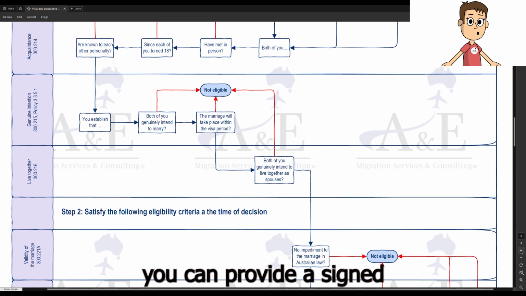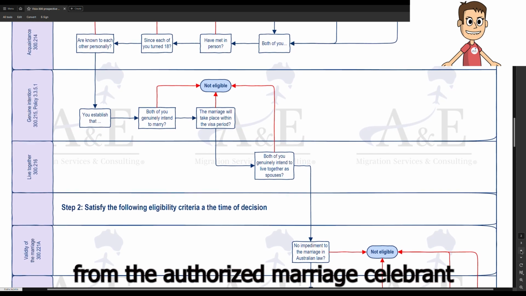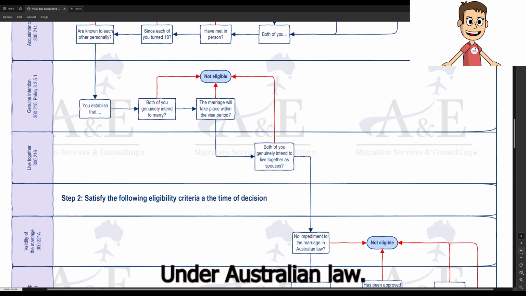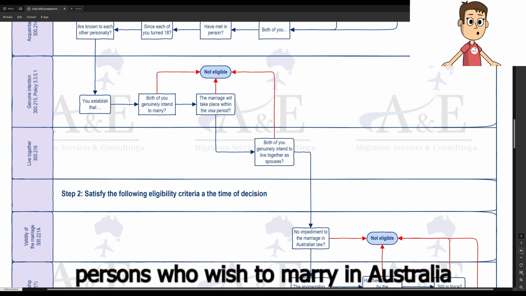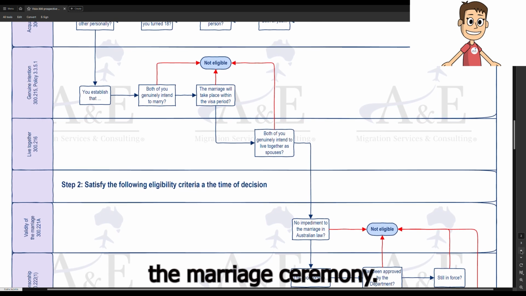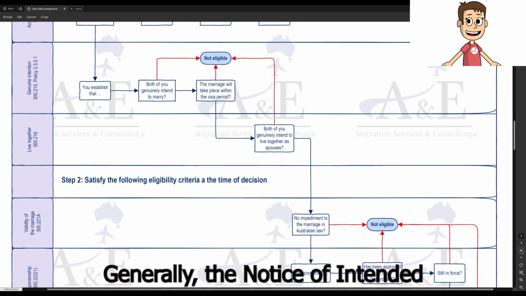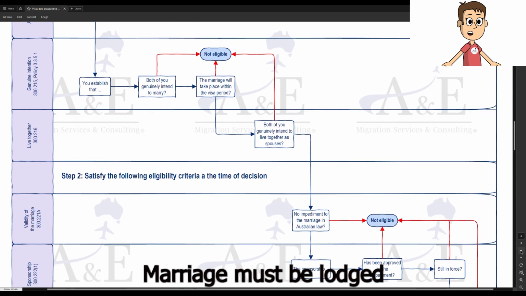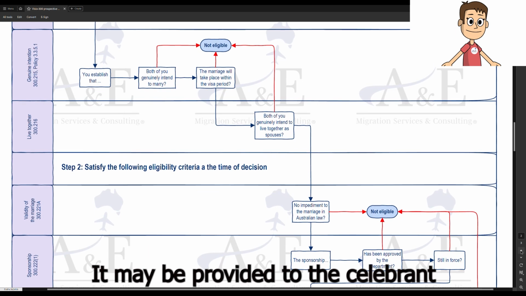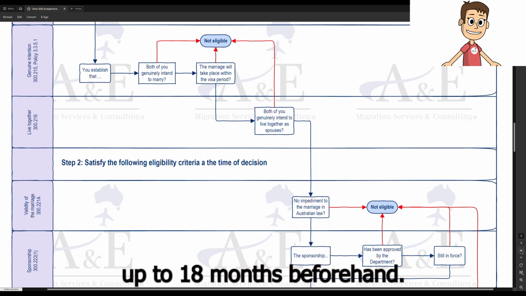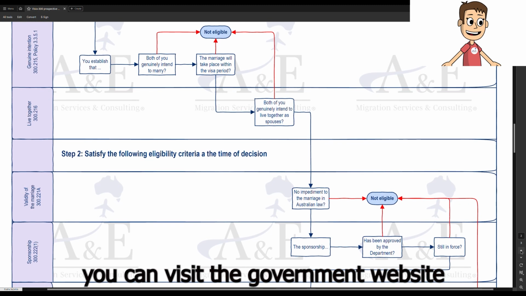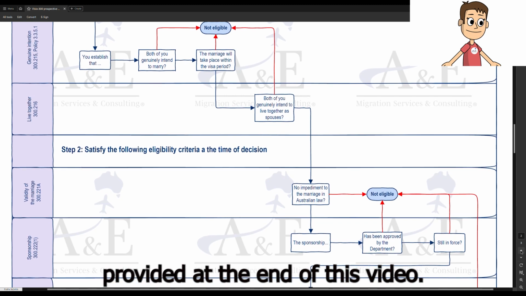For example, you can provide a signed and dated letter on letterhead from the authorized marriage celebrant who will conduct the ceremony. Under Australian law, persons who wish to marry in Australia must lodge a completed notice of intended marriage form with the celebrant who will be conducting the marriage ceremony. Generally, the notice of intended marriage must be lodged no less than 1 month before the proposed date of the ceremony. It may be provided to the celebrant up to 18 months beforehand. For further details, you can visit the government website from the link provided at the end of this video.